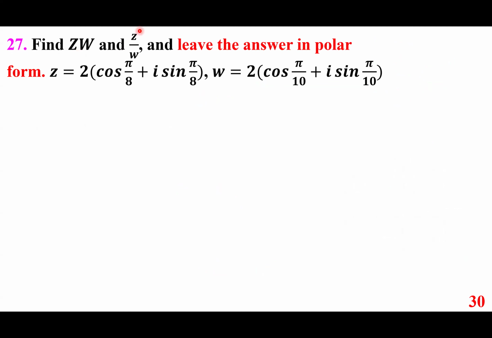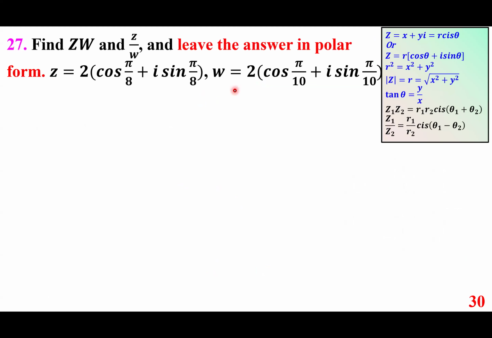Find z times w and z over w and leave the answer in polar form, where z and w are given. Well, reminding you, when we have a polar format, this has been discussed already. The product of two numbers is r1 r2 cis theta 1 plus theta 2. z1 over z2 is r1 over r2 cis theta 1 minus theta 2.